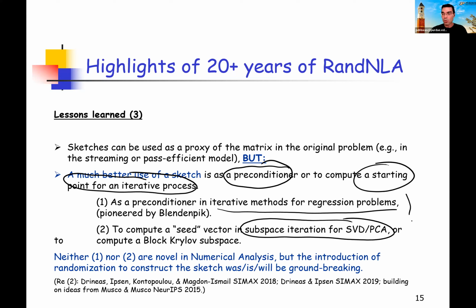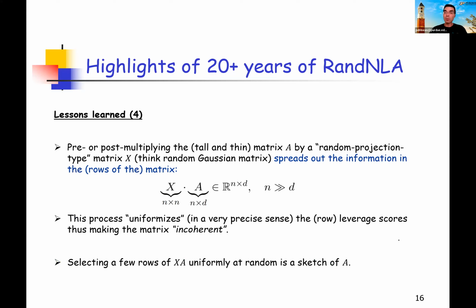And these two ideas, using preconditioners for solving regression problems or systems of linear equations, or using iterative methods, whether they are subspace iteration or more involved methods using the Krylov subspace, they're not new in numerical linear algebra. They've been around for 70, 80 years at this point. But the use of randomization to construct the sketch and properly analyze it and understand the downstream behavior of this sketch in iterative methods is groundbreaking.